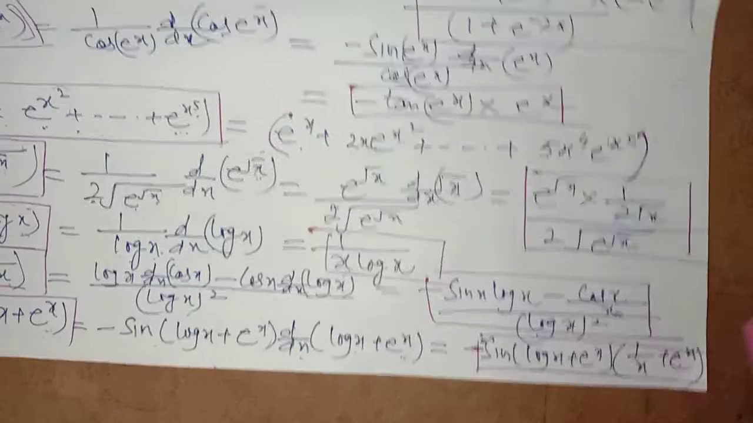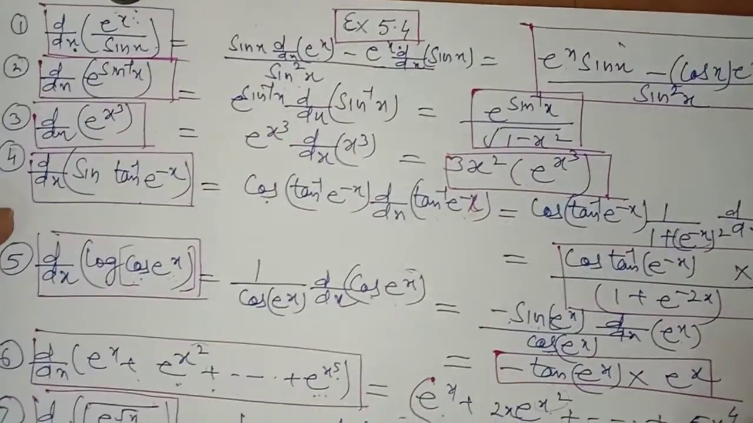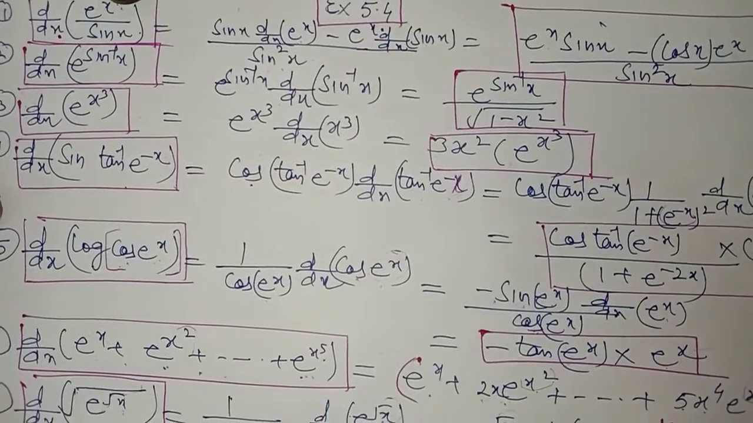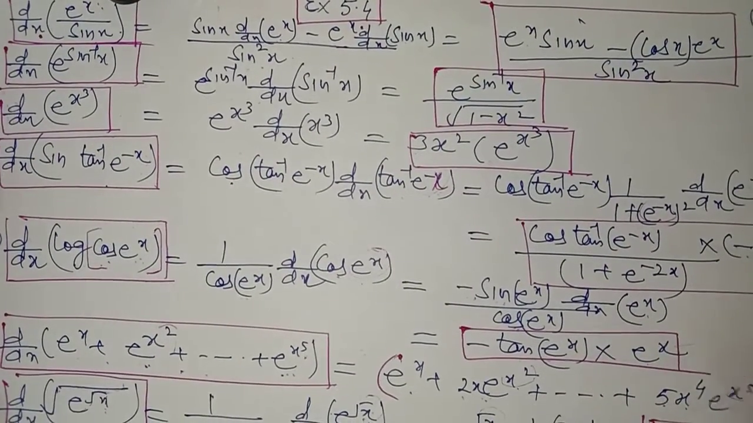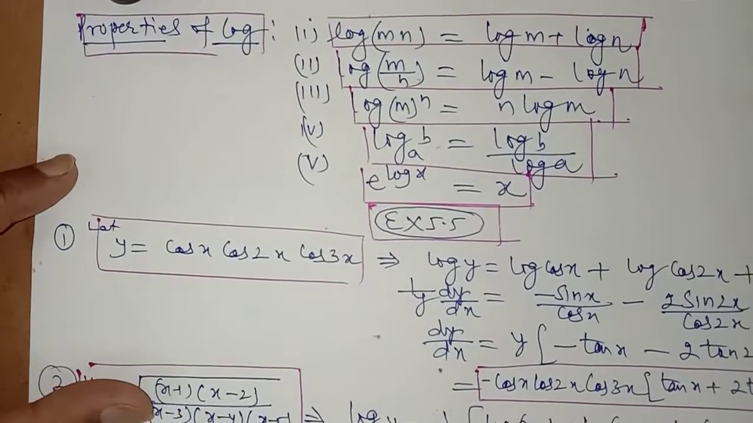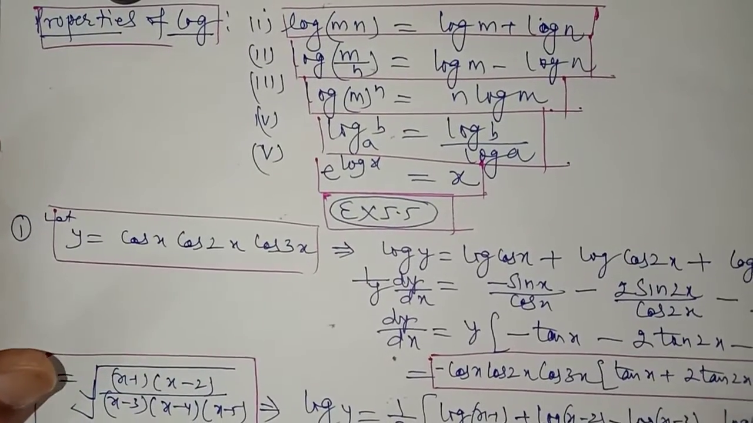So in this exercise, we have done the derivative of composite functions of various types. Either it is a product rule or a quotient rule, we have used it here, and in most of the questions we have used the derivative of composite functions. Now after this, we have a very important exercise, and most probably you'll get a question in your boards.